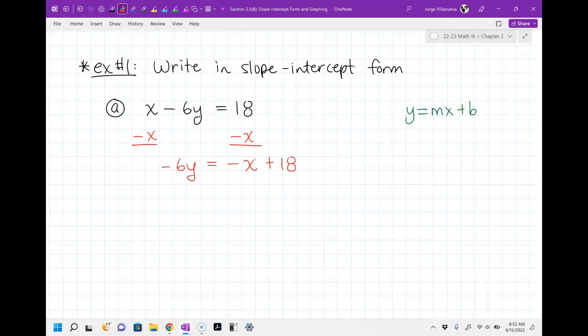But we're not done. I need y by itself. So what do I do to get y by itself? Divide by what? Negative 6. Yeah, 6 would be correct, but negative 6. Everything divided by negative 6. Okay?